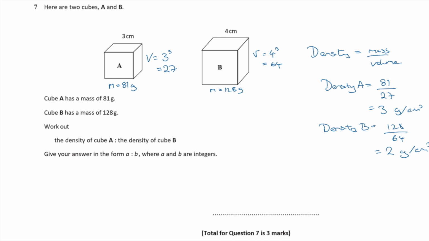Okay, so we want the density of A to the density of B, written as a ratio. So density A is here, look, 3 grams per cubic centimetre, and density B is here, look, that's 2 grams. So that's just going to be 3 to 2, okay, as a ratio.